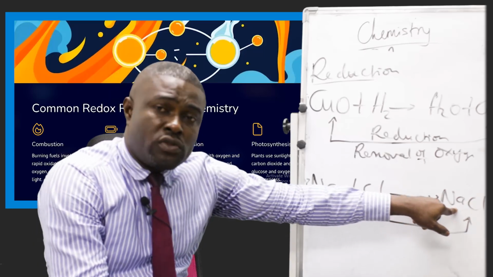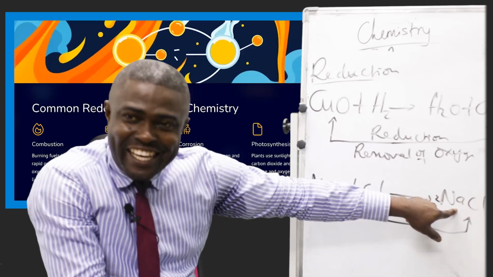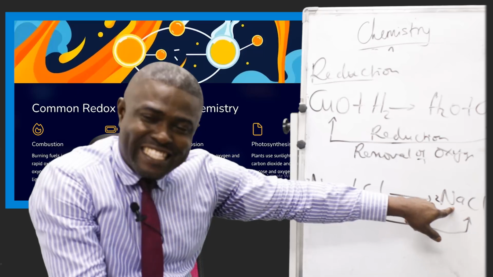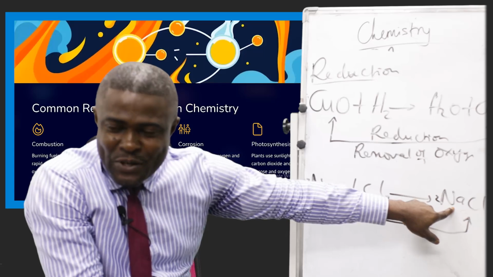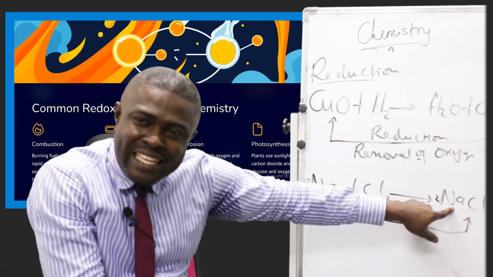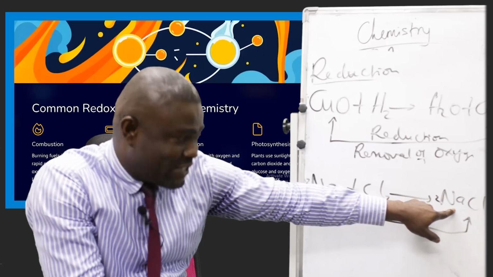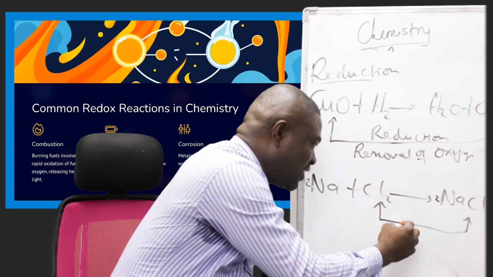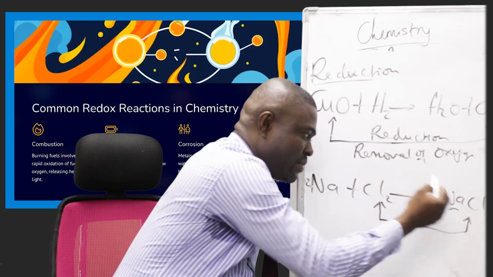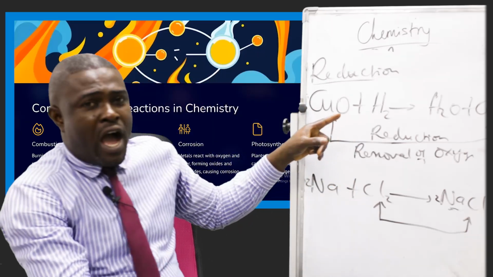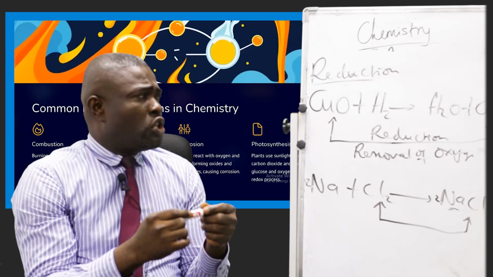Where do you classify sodium to be, electropositive or electronegative? Electropositive. Why? It has the ability to lose its outer shell electron. While an electronegative element, as I explained earlier on, has the ability to gain electron. So here there is addition of an electropositive element.